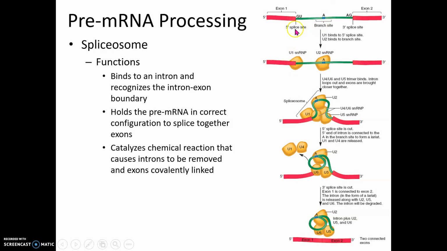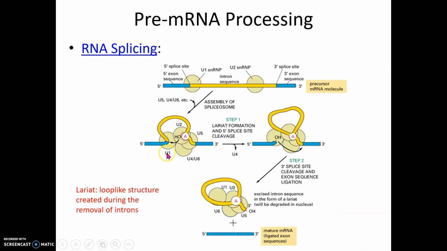Okay? So U1 is binding to the 5', U2 is binding to the splice site. They're going to bring it together and form this lariat, and then U5 and 6 are at the ends to do the bringing together of exons 1 and 2. This is the lariat. So this is like this little loop-like structure. This is indicative of introns that are removed. They form a lariat.